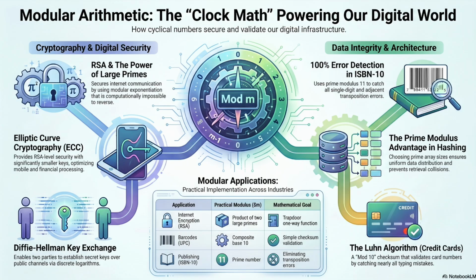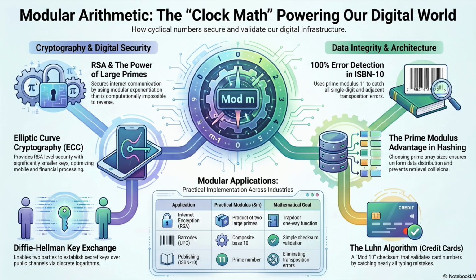Alice and Bob publicly agree on a massive prime modulus P and a base number called a generator G. They shout these across the room. Everyone can hear them. Okay, P and G are public. Now, Alice secretly chooses a random number, A. She calculates G to the power of A, modulo P. She sends that scrambled result to Bob.